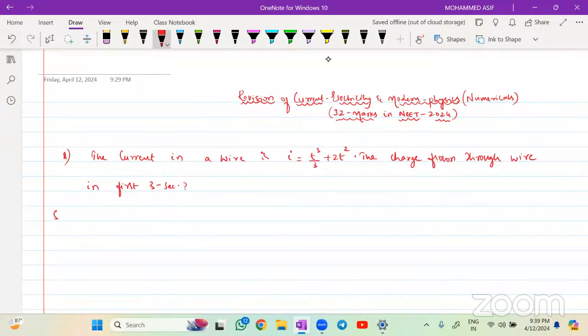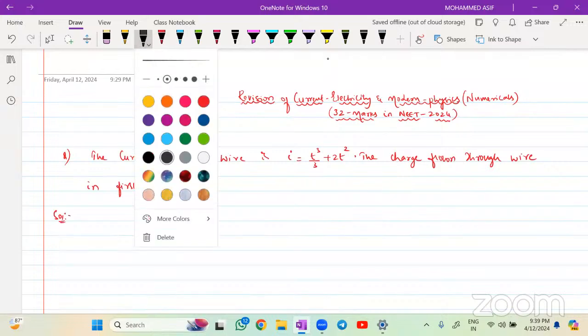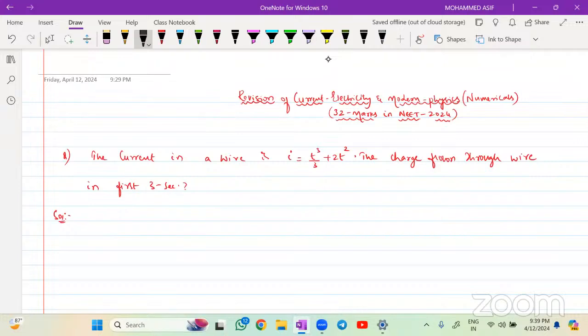Can anyone? I'm not doing it, you need to give me the answer. Current is given as a function of time in the problem. So when current is a function of time and it is asking for the charge, what is the current formula? I equals dq divided by dt. That means dq will be equal to I into dt. So to get the charge, what do I need to do? Integrate on both sides. Now tell me the answer.